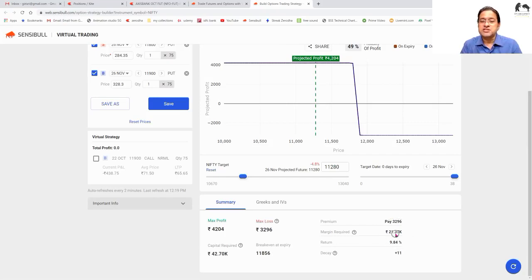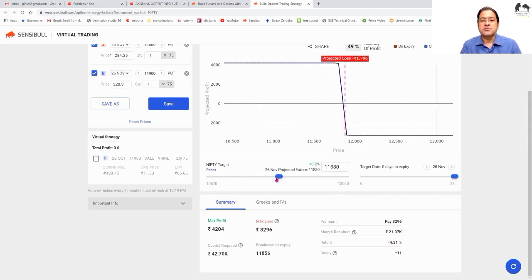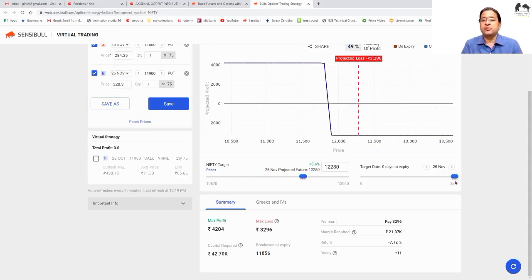The margin requirement is about 21K, and this will offer an ROI of about 10%, because the capital requirement is about 42K. My break even is 11,856. As long as the market is below 11,856, I make money. Above that, I lose money. But my losses are defined. My maximum loss is about 3296.